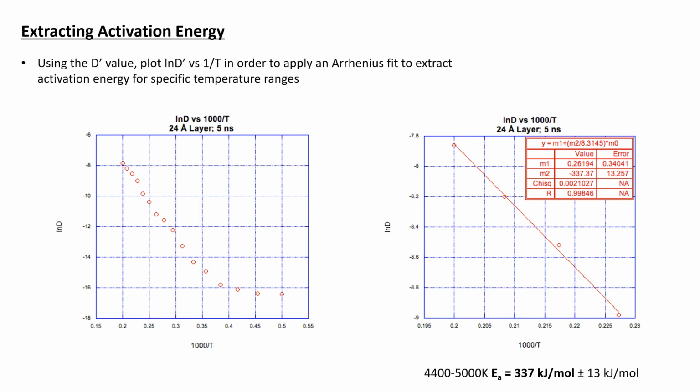And as it can be seen in the 24 angstrom thick layer model, an activation energy of 337 kilojoules per mole is received for the range between 4,400 Kelvin and 5,000 Kelvin, which can be seen in the graph on the right.